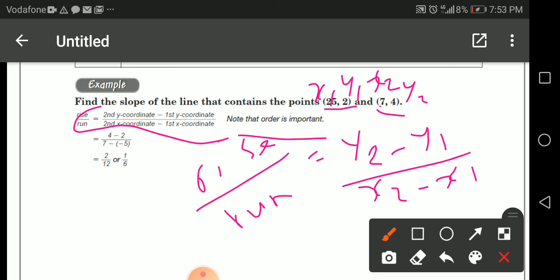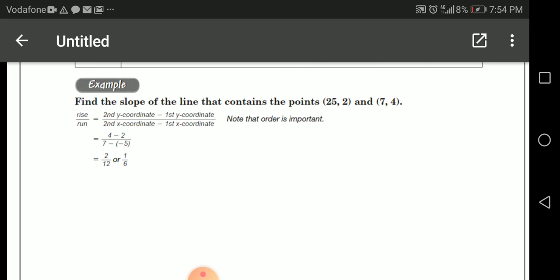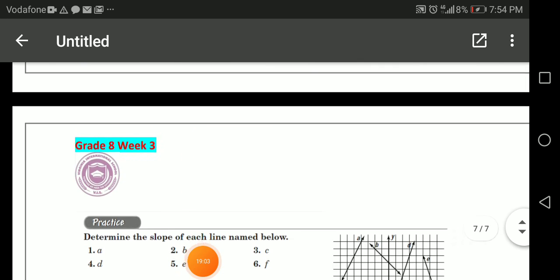So we got here 4 minus 2 all over 7 minus negative 5. Then 4 minus 2 gives you 2. 7 minus negative 5 means 7 plus 5, it's 12. So 2 divided by 12 is 1 over 6, and this is very easy. So remember, y sub 2 minus y sub 1 all over x sub 2 minus x sub 1, rise over run.